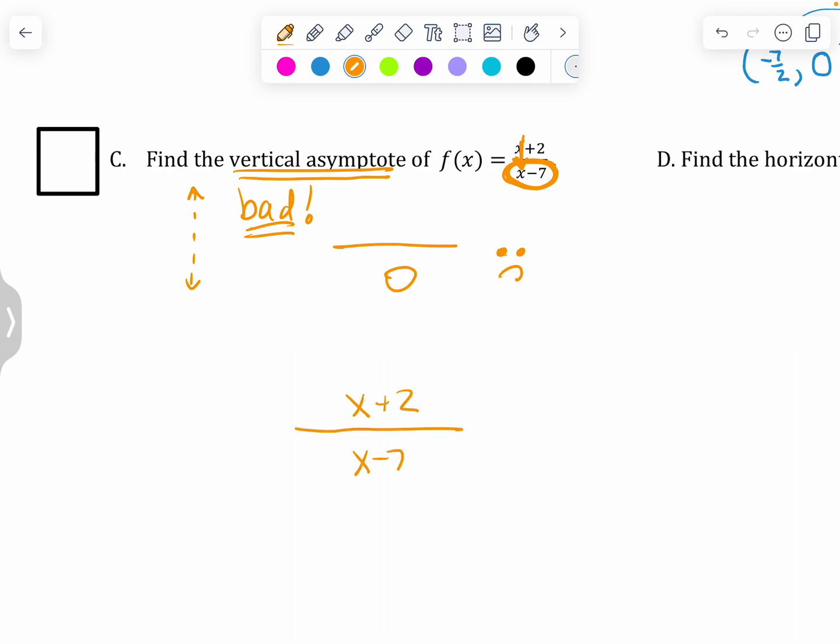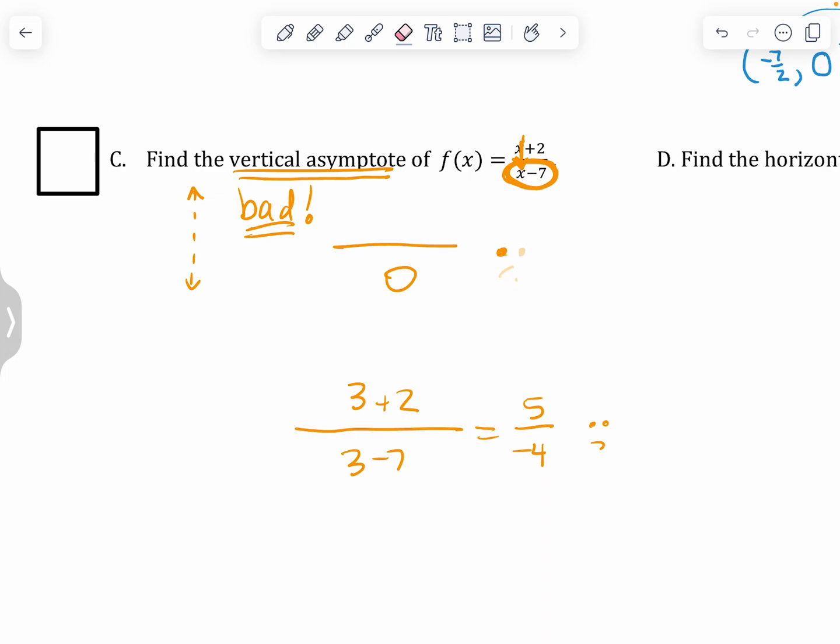If I replace x with 3, I don't think anything bad happens. When I say bad, I mean getting a 0 downstairs. 3 plus 2 is 5. 3 minus 7 is -4. That's not bad. I mean, it's a fraction. Maybe you don't like fractions, but nothing terrible happened.